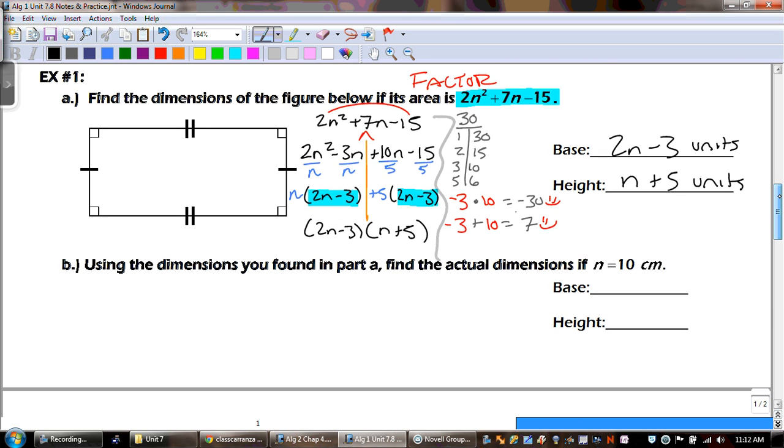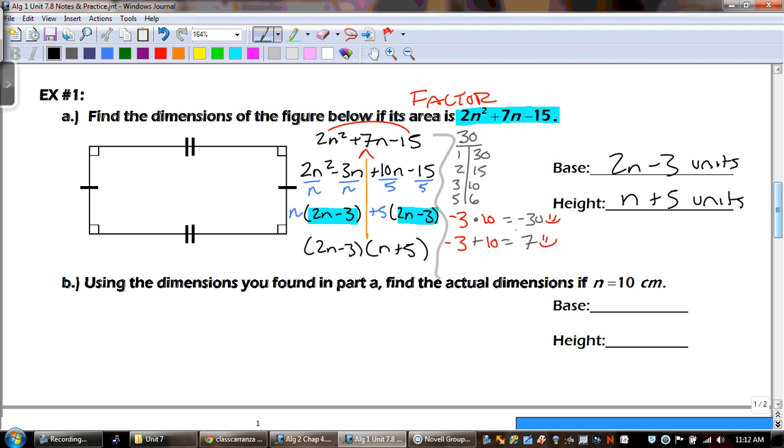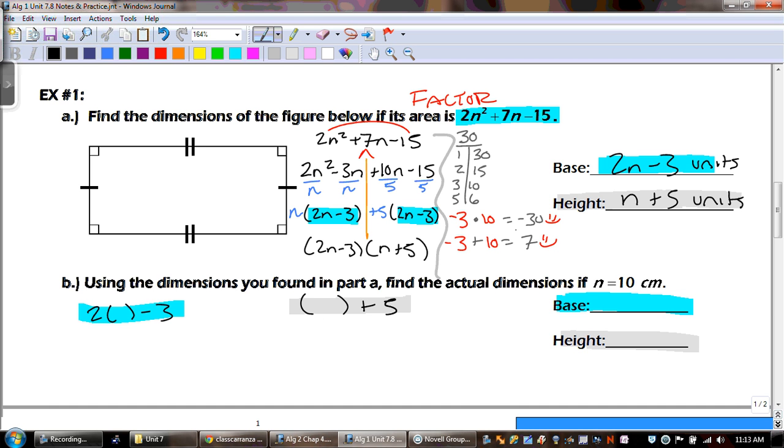But the next part says, using the dimensions you found in part A, find the actual dimensions if n equals 10. So the only thing that matters now is that if this is my base, I have to make sure that answer matches up and this answer matches up. Okay, so this is where I'm doing the 2n minus 3, and this is where we're doing the n plus 5. Okay, and for both of these, we're plugging in 10.